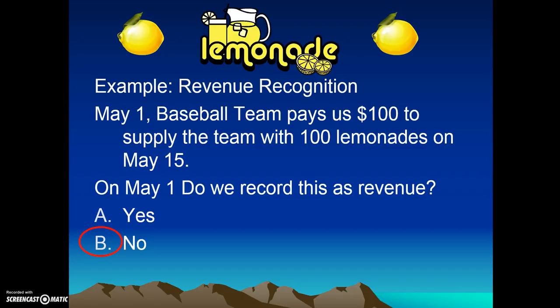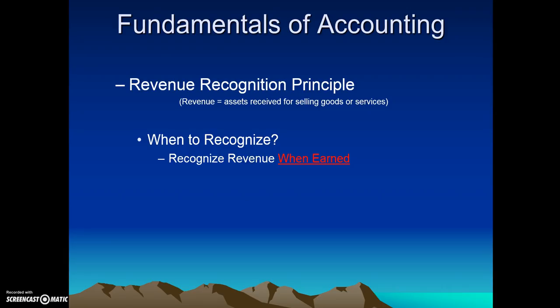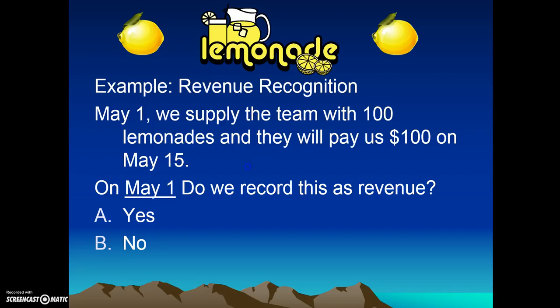All we have done is received an asset of cash for $100, and we now actually owe. We have a liability to that baseball team, to our customer, of $100 worth of service and products that we need to give them on May 15th. So we've got an asset and a liability, but no revenue on this particular one. And again, we know that because of the revenue recognition principle, which tells us, when do we recognize revenue? When it's earned, and only when it's earned.